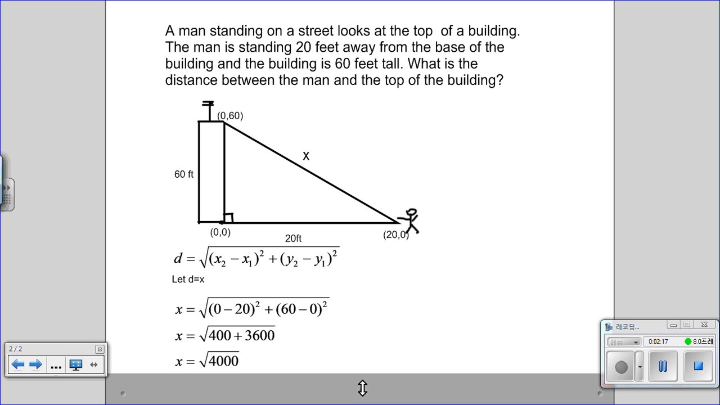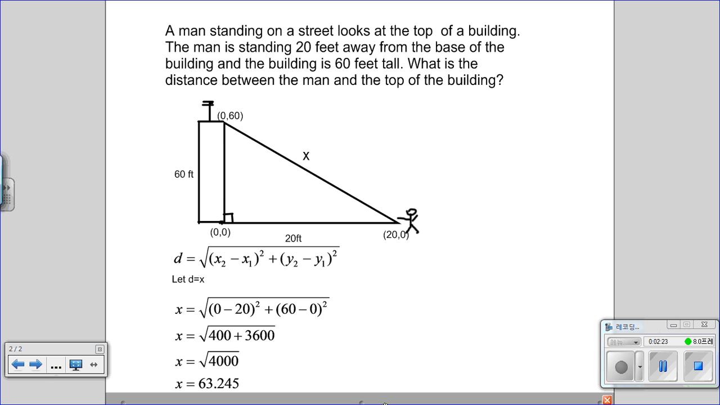This simplifies to the square root of 4,000, and inputting this into the calculator, we get the square root of 4,000 to equal 63.245. Remember that in the last problem, we got the exact same value. That means that using the Pythagorean theorem and distance formula is basically the exact same thing except derived. So using the Pythagorean theorem and distance formula will get you the same value.